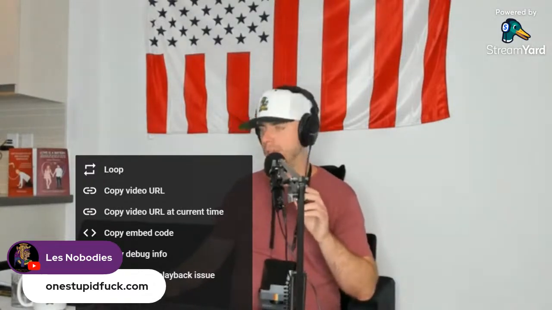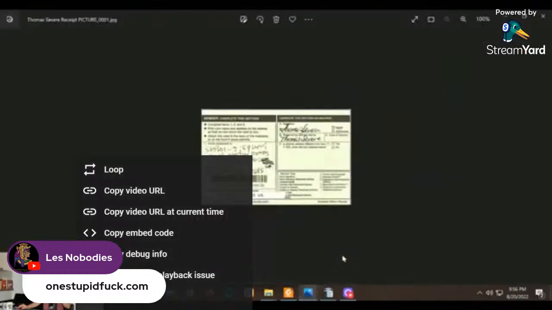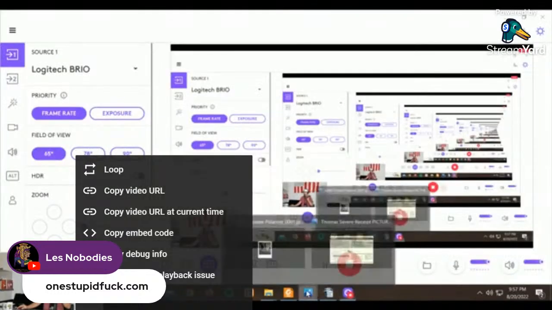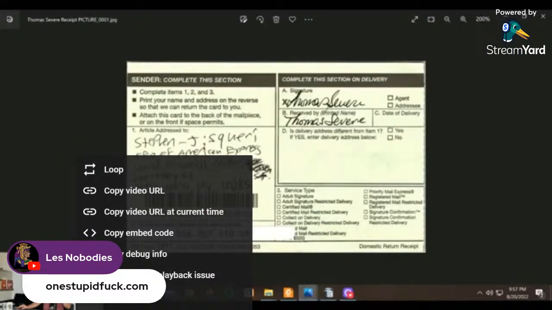So when I sent in the conditional acceptance, I got back these. So you can see here on the screen, this is what you get back when you send in the conditional acceptance. On the lower left, you can see the numbers that were sent on the registered mail. This is who it was sent to on the left-hand side. And on the right-hand side, this is the person who signed for it. You can see it's their original signature in black ink, Thomas Sevier.